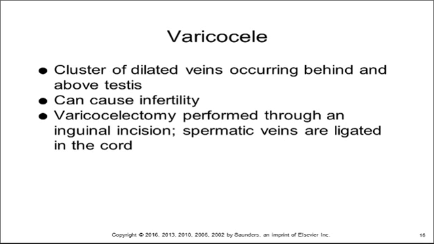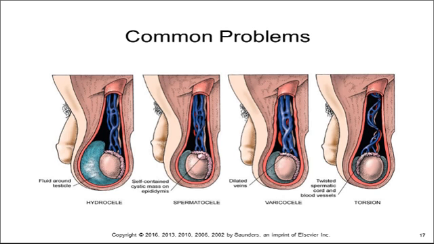Varicocele is a cluster of dilated veins occurring behind and above the testes. This can cause infertility. A varicocelectomy can be performed through a small inguinal incision. The spermatic veins are ligated or cut in the cord.